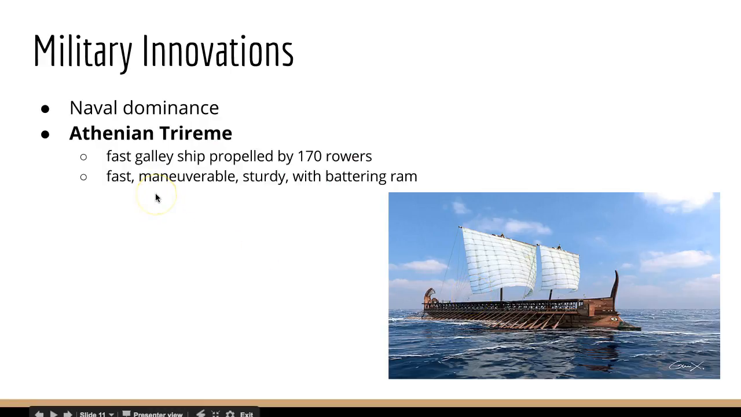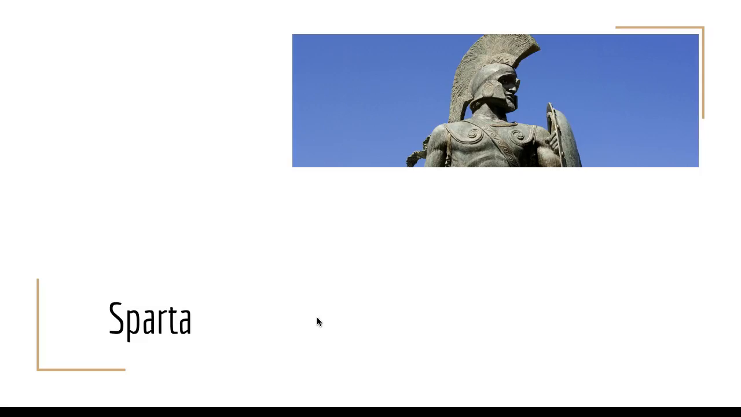It was fast, maneuverable, sturdy, and had a battering ram. So it was this trireme that you see here that was particularly of good use and strength for the naval dominance of Athens. All right, so make sure you take some time to fill in those notes there for Athens. Now let's move on to Sparta.